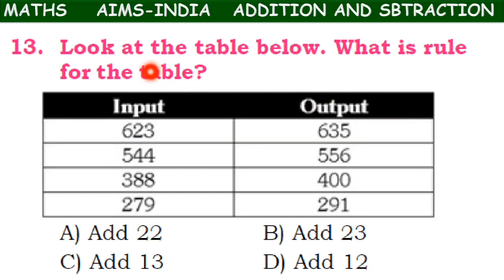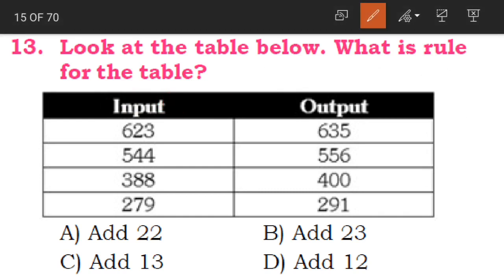Coming to question number 13. Look at the table below. What is the rule for the input? See, input means what? We are putting this number in and we'll get this number as our answer. Yes, we are putting 523 in, 623 in, and we are getting 635 as our answer. Now the output is greater than the input.